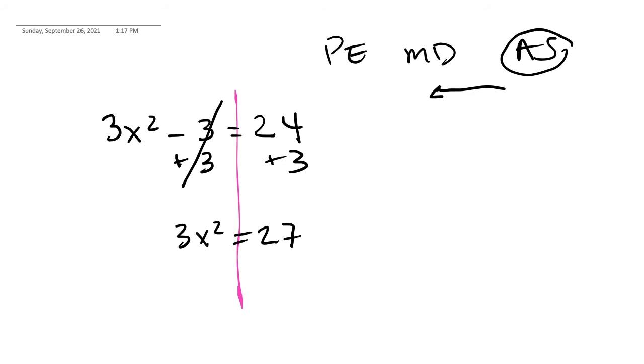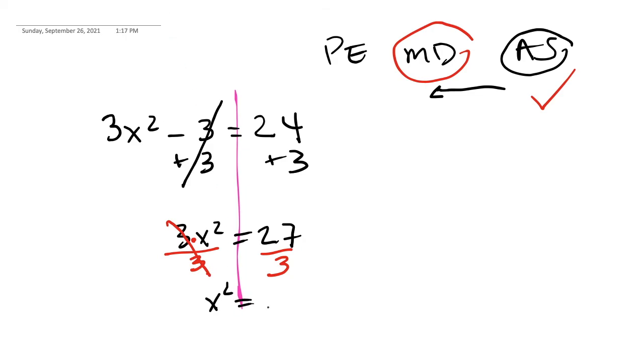Now, do I have any multiplying or dividing now? And I do. I have 3 times x squared. Never forget that 3x squared has an invisible times. 3x means 3 times x. 3x squared means 3 times x squared. So we're going to do the opposite to both sides. Divide. A fraction is dividing, and that cancels out. So now I have x squared equals 9.